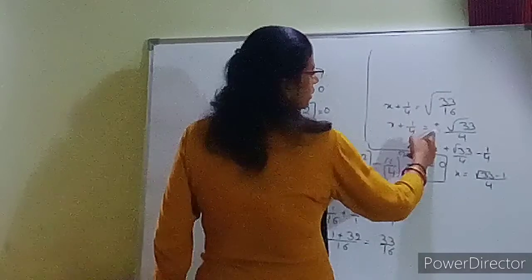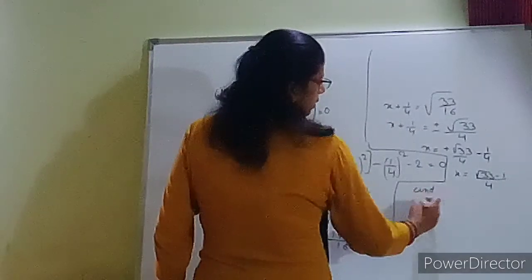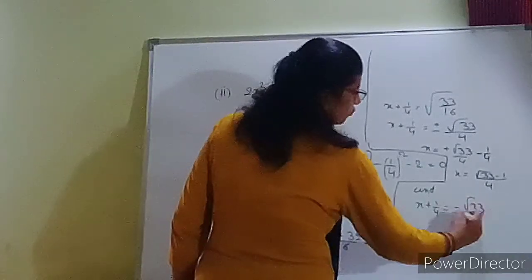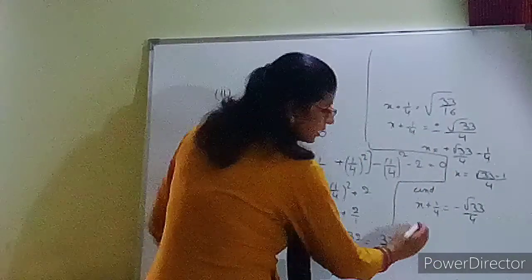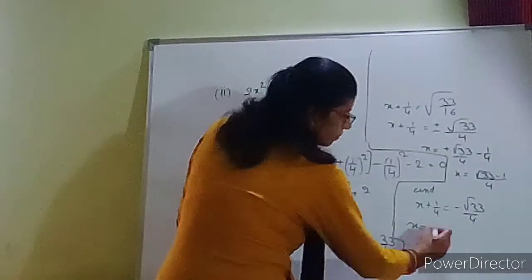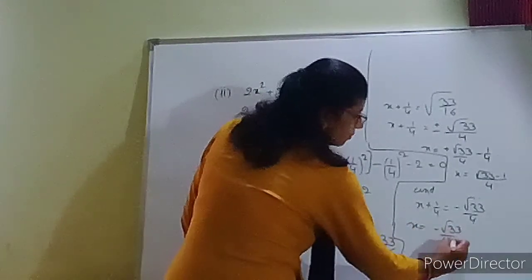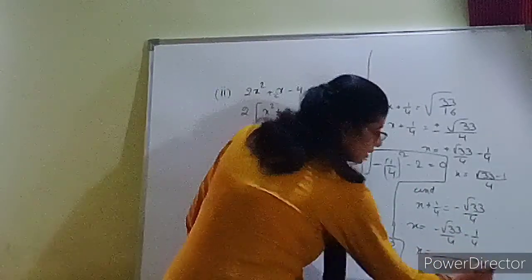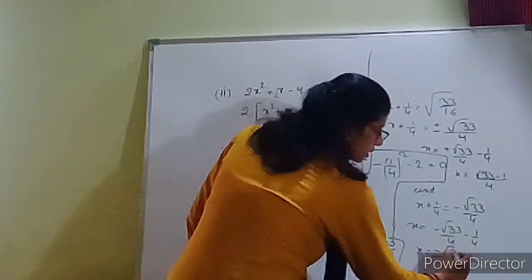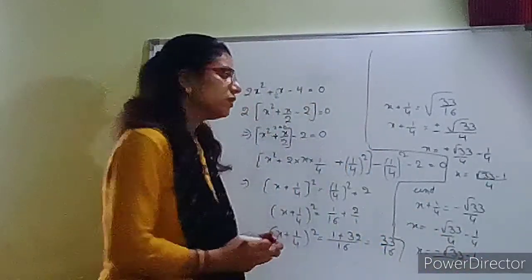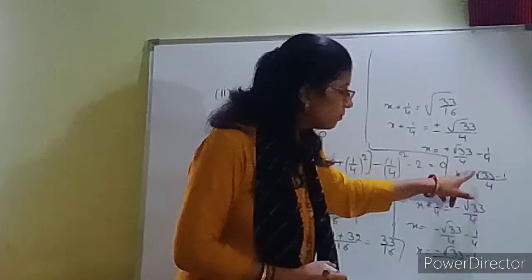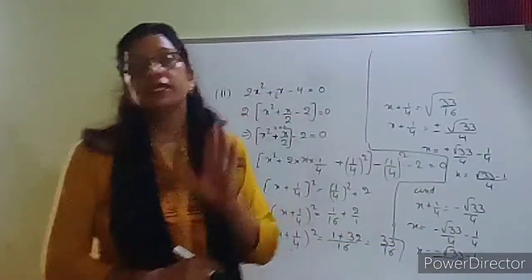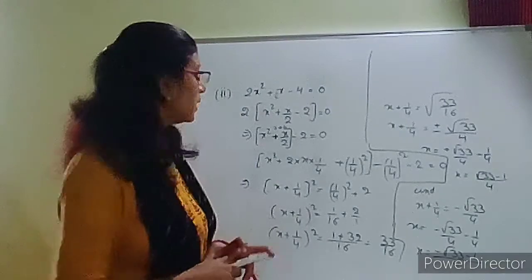Then if I take minus, x plus 1 upon 4 equals minus root 33 upon 4. One by one I am taking both the signs. So x is equal to minus root 33 upon 4 minus 1 upon 4. This I am sending to this side. So if you take the LCM, minus root 33 minus 1, or you can write it like this also, minus 1 plus root 33 upon 4 and minus 1 minus root 33 upon 4. These are the 2 roots of the equation.